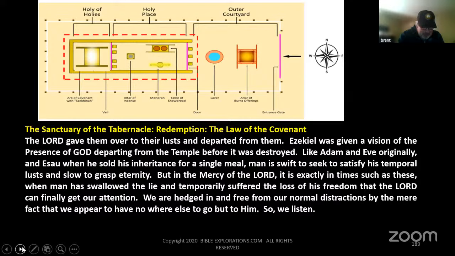But in the mercy of the Lord, it is exactly in times such as these, when man has swallowed the lie and temporarily suffered the loss of his freedom, that the Lord can finally get our attention. When we are hedged in and free from our normal distractions by the mere fact that we appear to have nowhere else to go but to Him, so we listen.